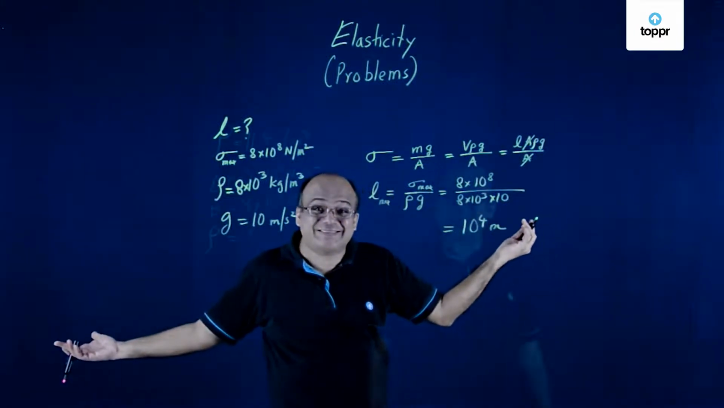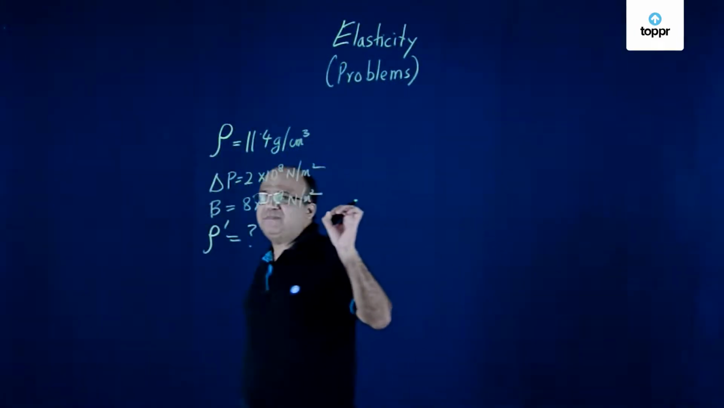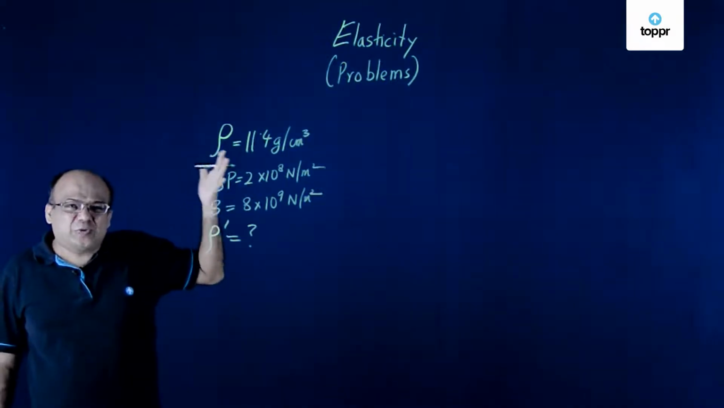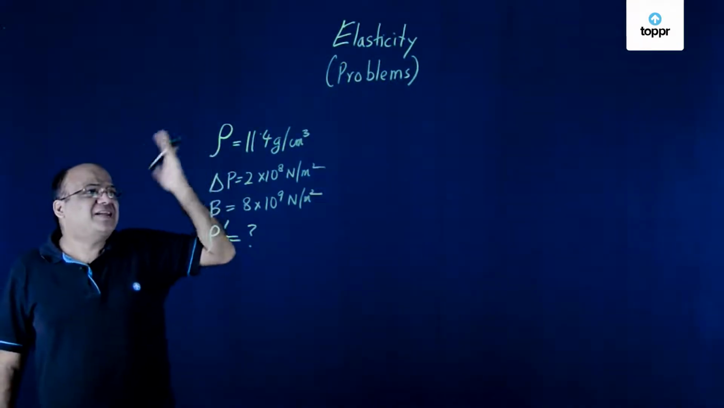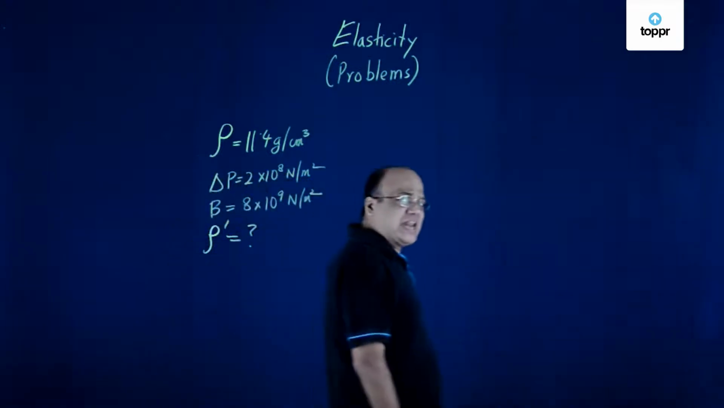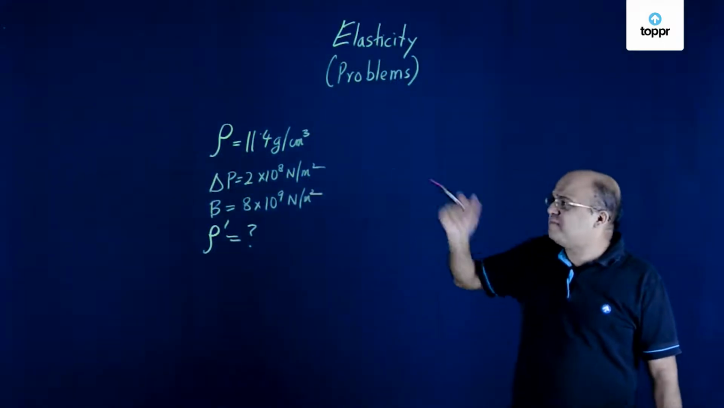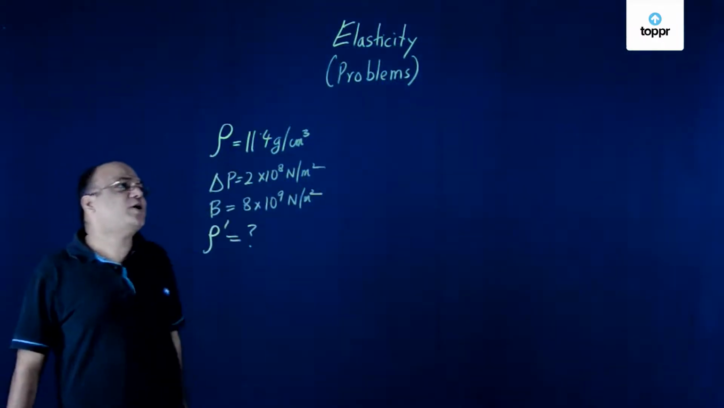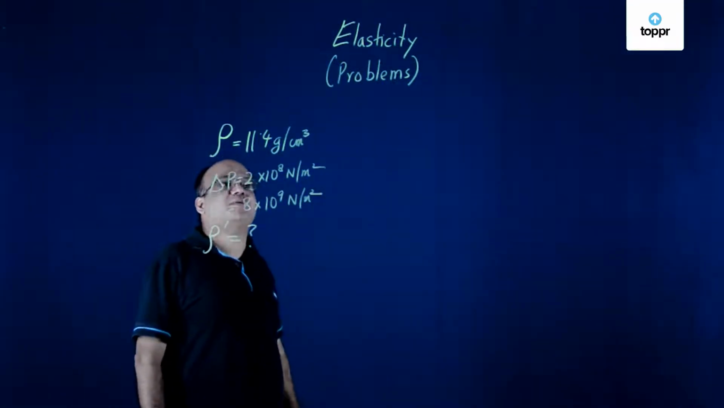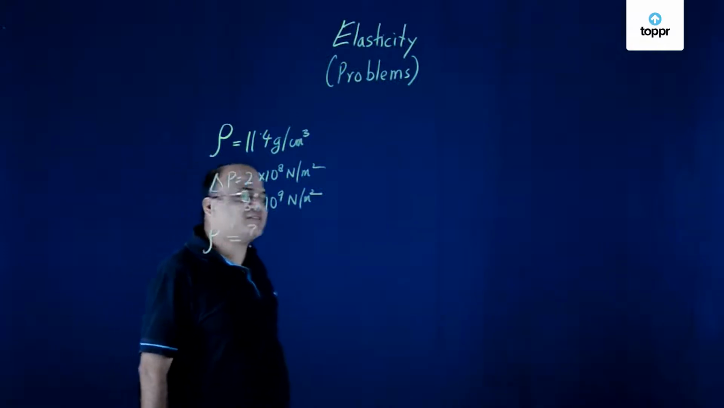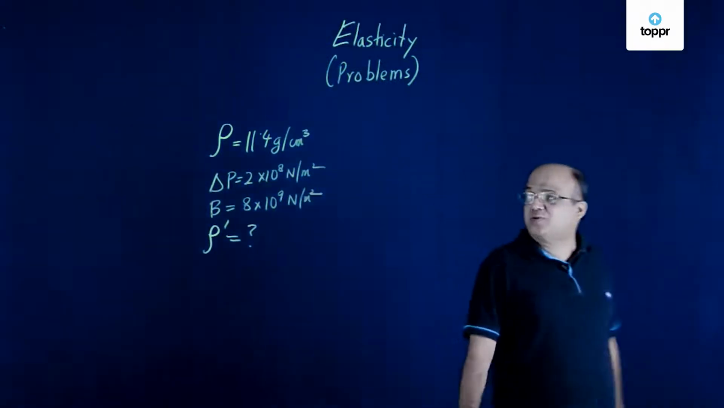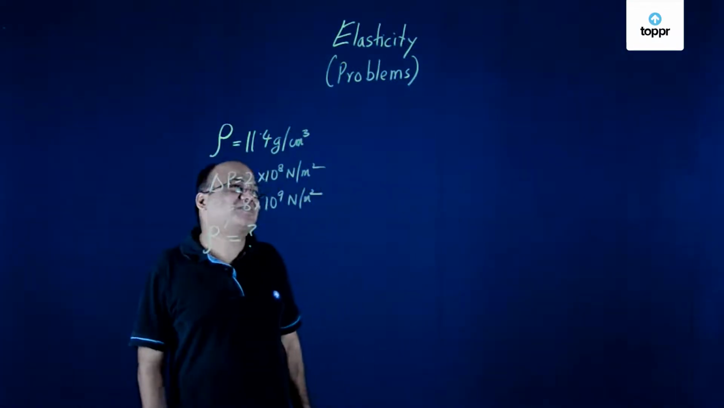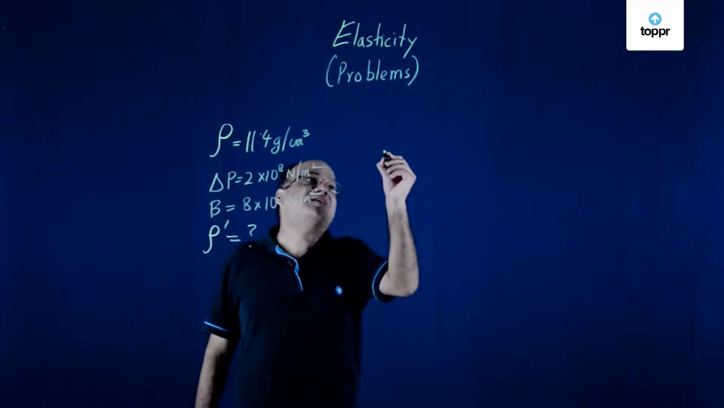Right? That's all. Now we'll solve one problem where we look at the change in density due to the increase in pressure. Density of some material is given as 11.4 gram per centimeter cube. We are increasing the pressure by 2 into 10 to the power 8 Newton per meter square. The bulk modulus is given by 8 into 10 to the power 9 Newton per meter square. So we want to find the new density.